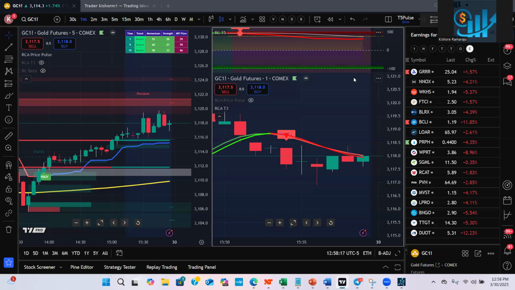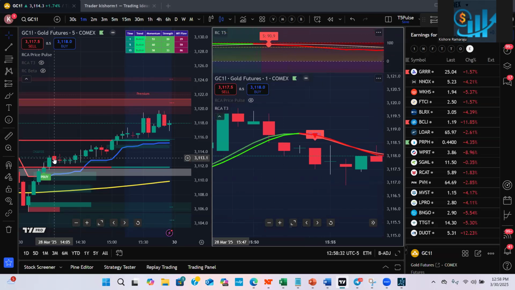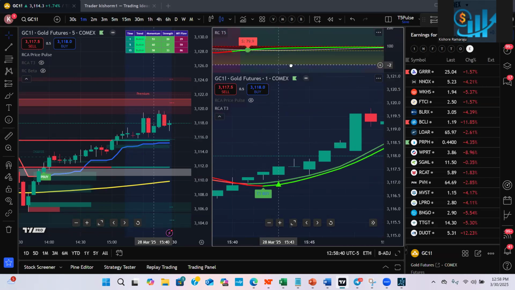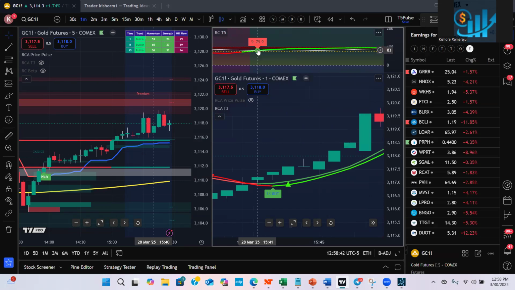So if you have T3, you can also use T5. So if T5 becomes red, or whenever the Price Pulse is buy, whenever T5 becomes a green dot, you can take a long trade. Whenever, this is like a buy signal. If your 5 minutes is in the buy, whenever you see a buy signal in T5, you can go long.